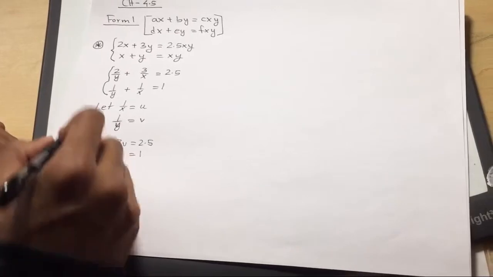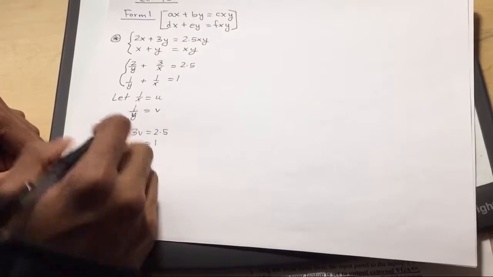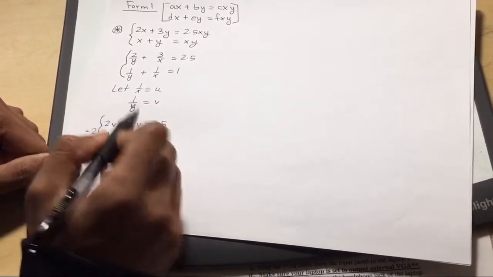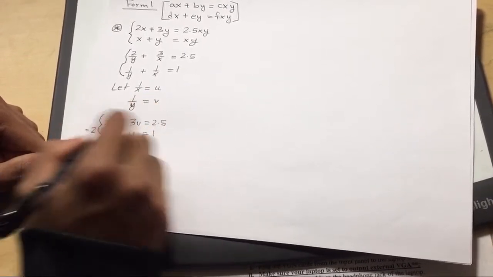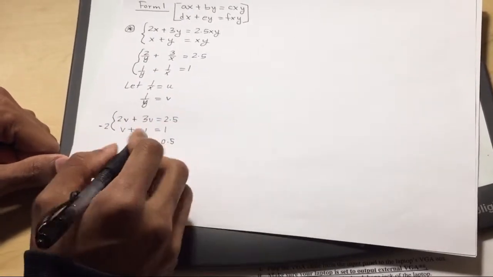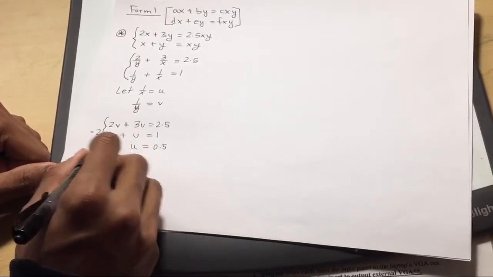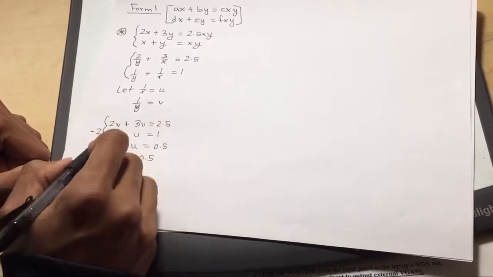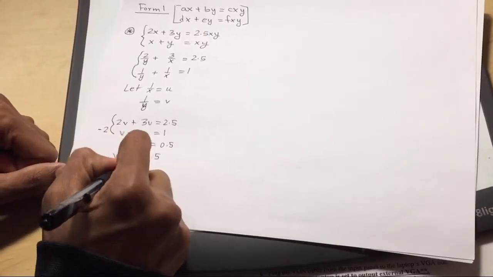Alright, so I'm gonna multiply the second equation by negative 2, and so negative 2 times v is negative 2v plus 2v, they cancel out. Negative 2 times u is negative 2u plus 3u will be u. Negative 2 times 1 is negative 2 plus 2.5 will be 0.5, so u is 0.5. Alright, now that I know what u is, I can find out v as well, so I'm going to plug u back into this equation. So v equals 1 minus 0.5. Alright, so v is the same.